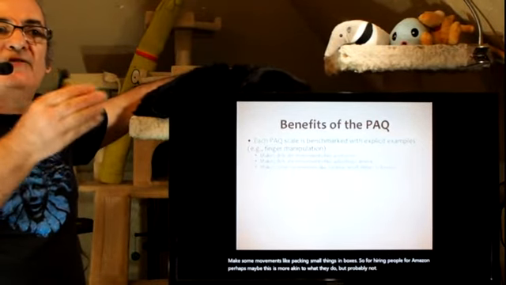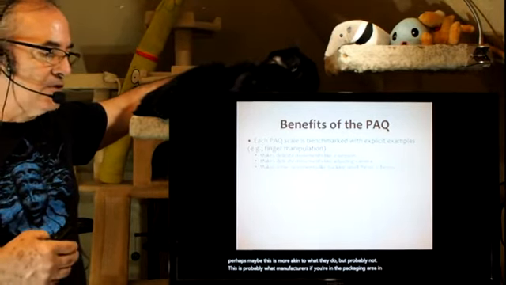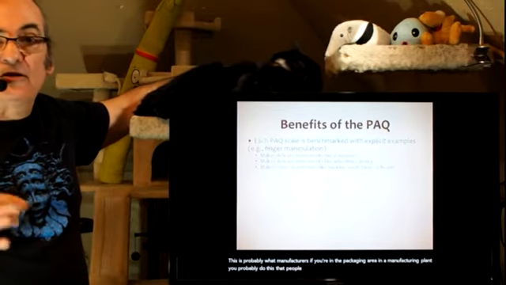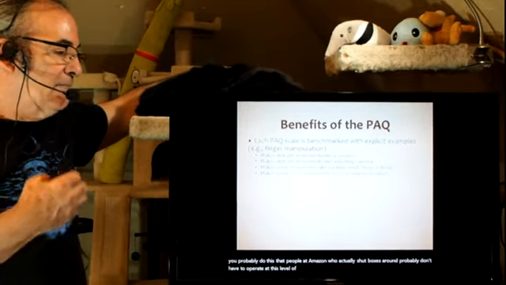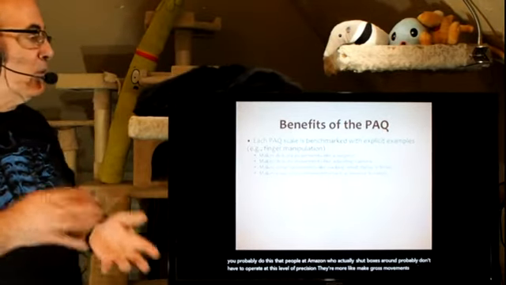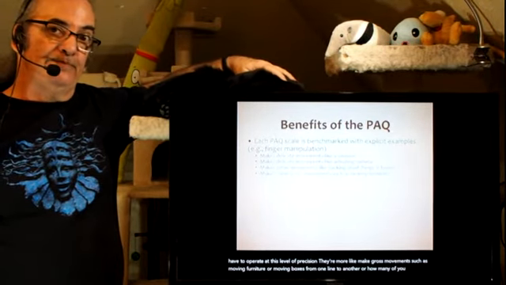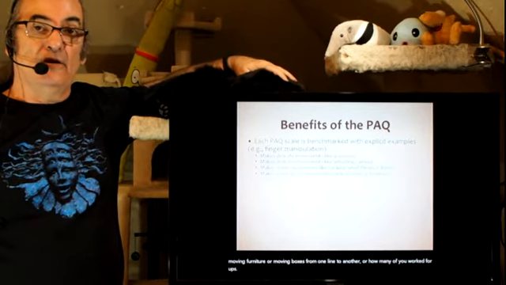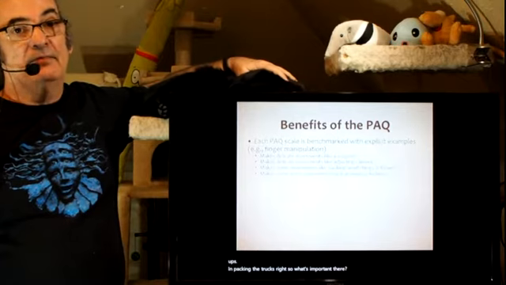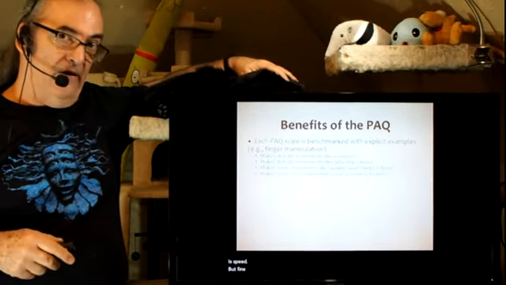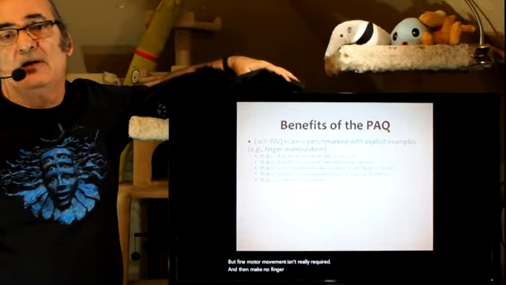This is probably what manufacturers do, if you're in the packaging area in a manufacturing plant. The people at Amazon who actually shove boxes around probably don't have to operate at this level of precision. They're more like make gross movements such as moving furniture or moving boxes from one line to another. Or how many of you have worked for like UPS, packing the trucks? So what's important there is speed, but fine motor movement isn't really required. Okay. And then make no finger movements whatsoever. That we don't have to test for.